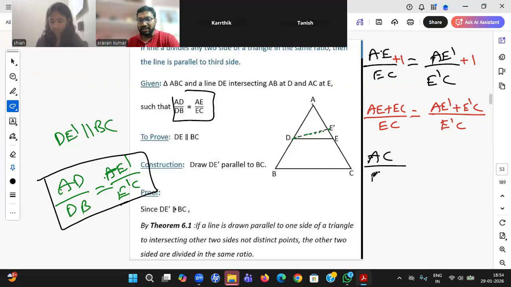Denominator I'm not able to change. I'll write the same. Now let me see where is A dash. A dash is this. E dash C is this. What is the total, student? Again AC. Denominator is E dash C. Now what can I do?